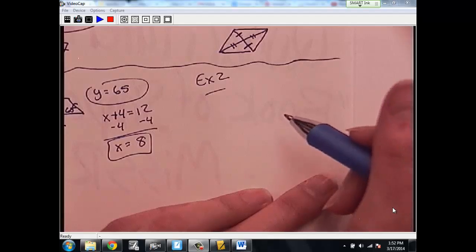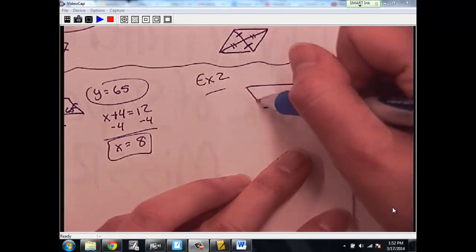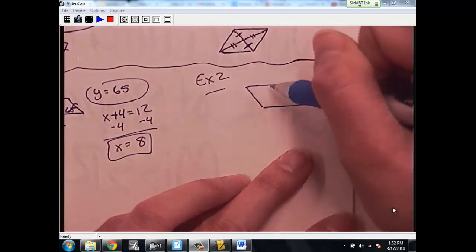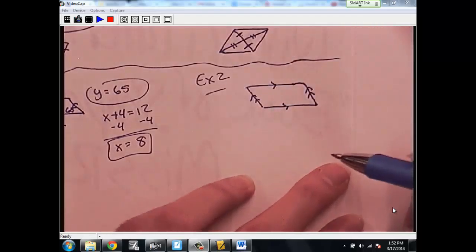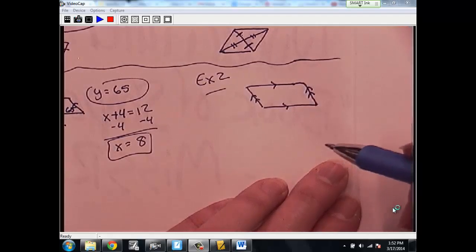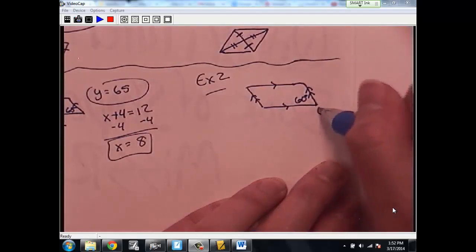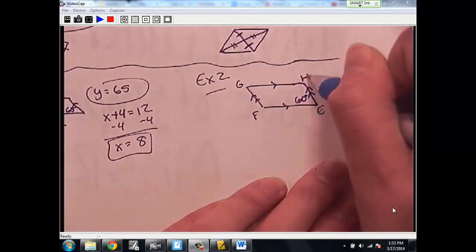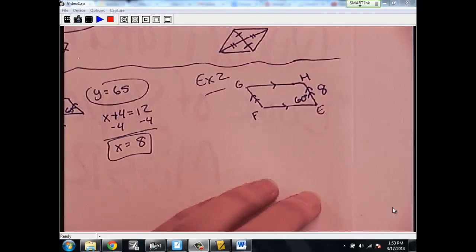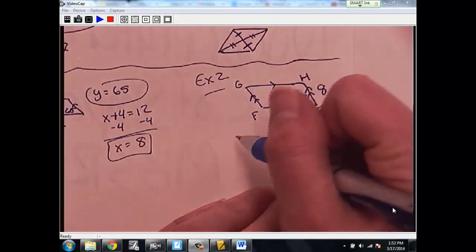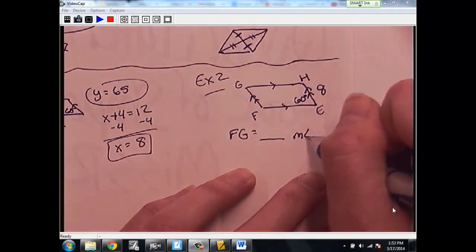We've got a parallelogram. This side and this side are parallel. Those sides are parallel. We've got 60 degrees here. We'll go E, F, G, and H. And this side is 8. So I'm going to say find FG, and also tell me what's the measure of angle G.